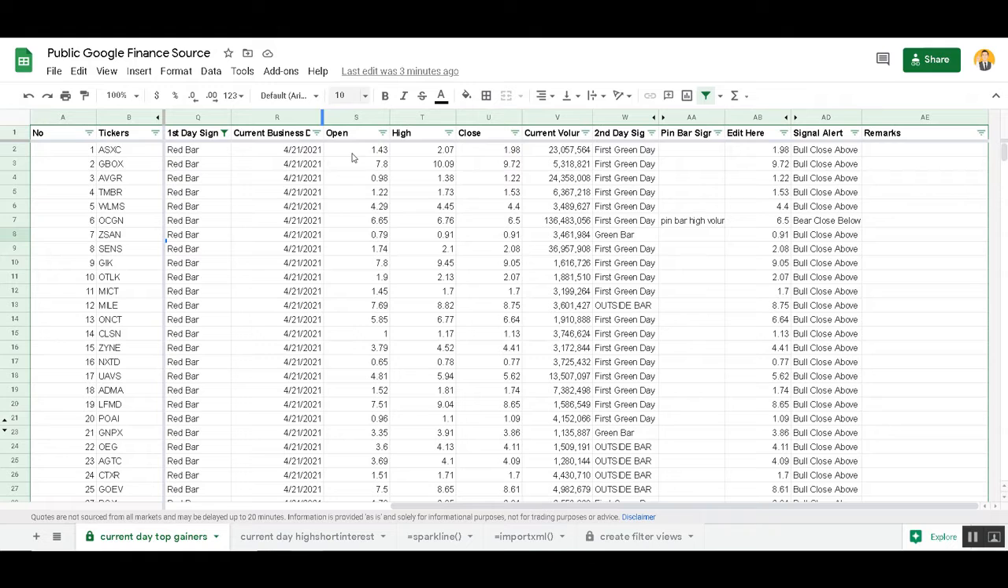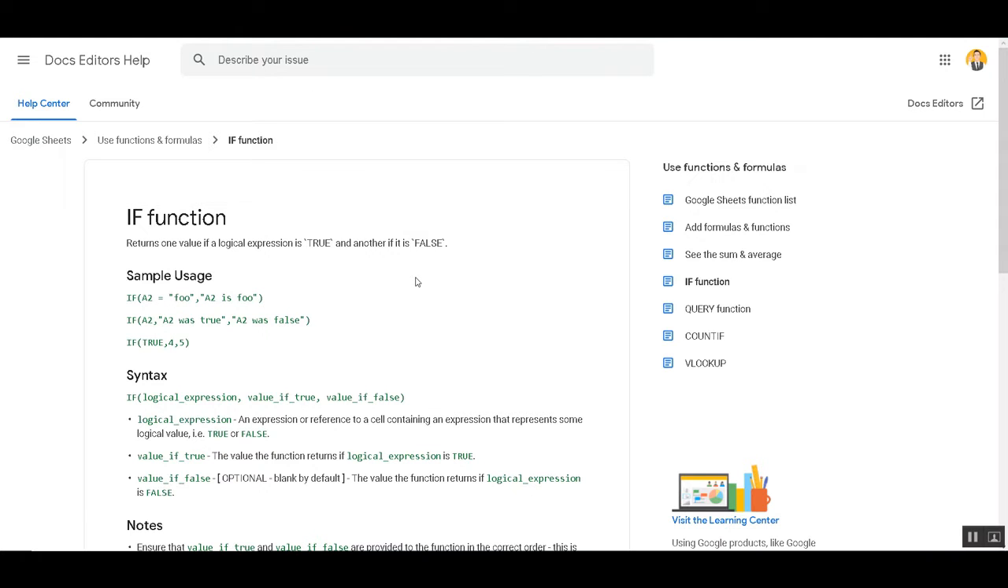Let's begin. What am I talking about? What is the IF function? In Google Sheets, there are predetermined formulas that help you identify values in your table. And the IF function is extensively used in my custom stock tickers. Before I show you how I use it, let's understand how the IF function works.